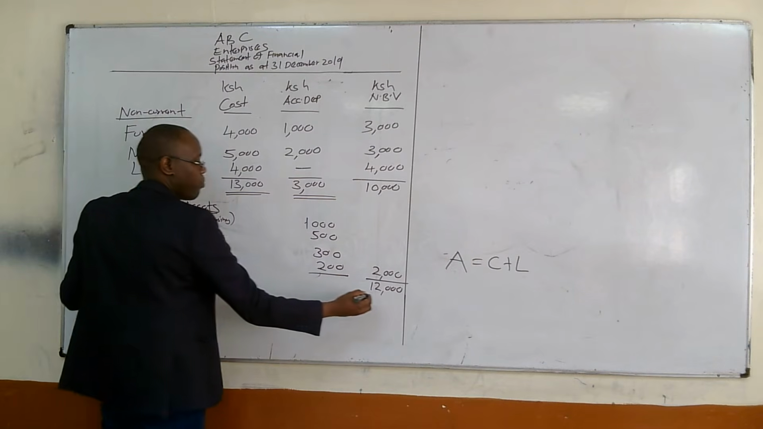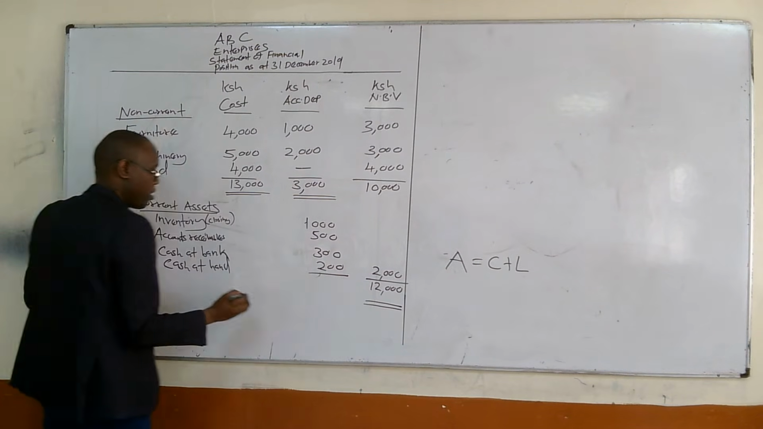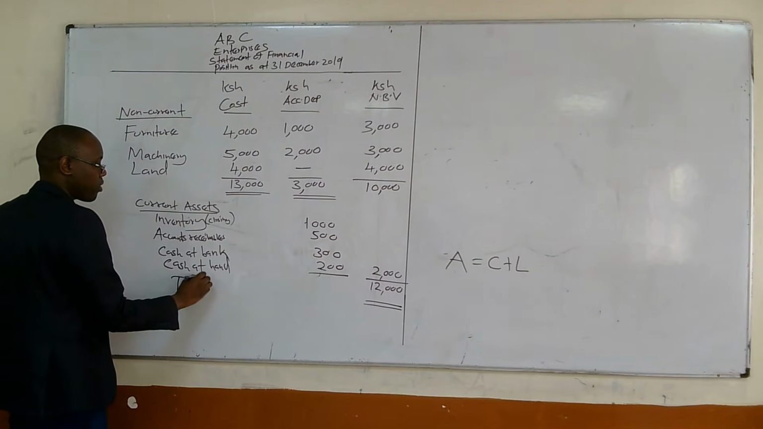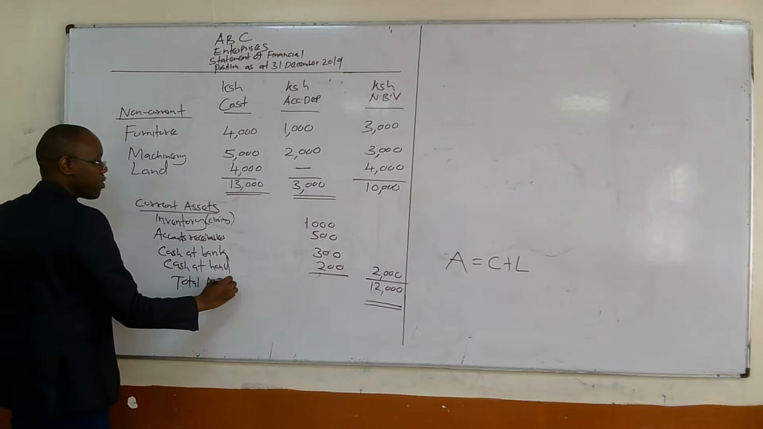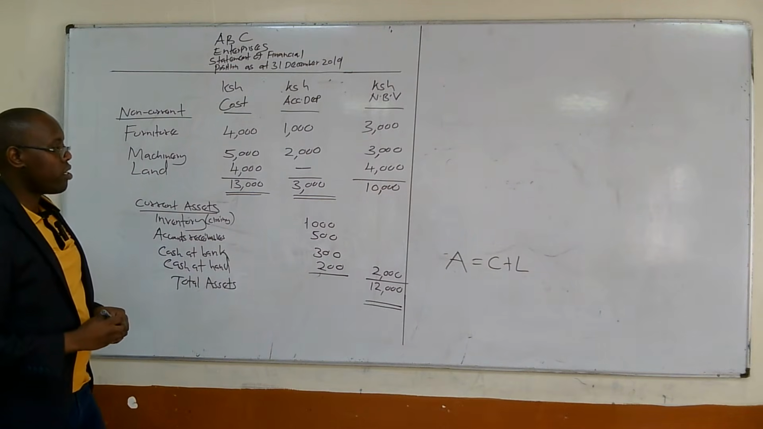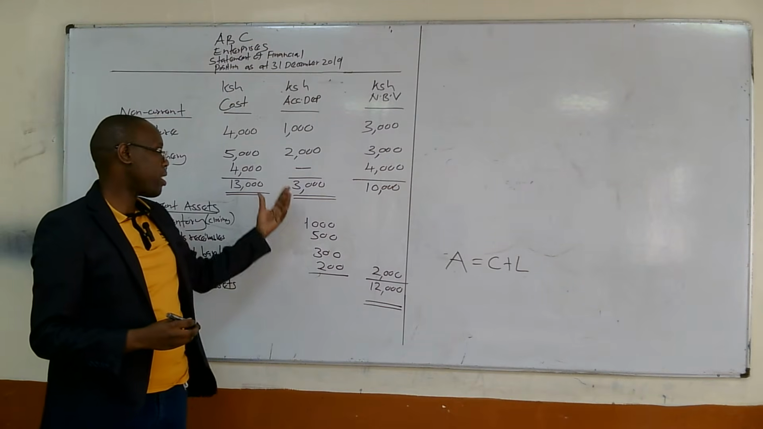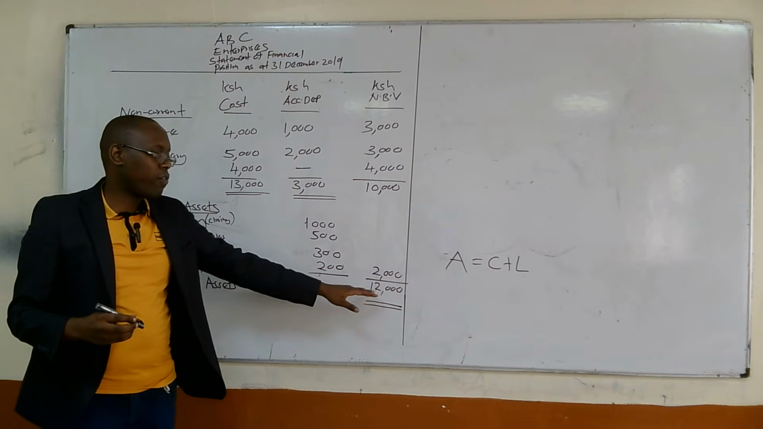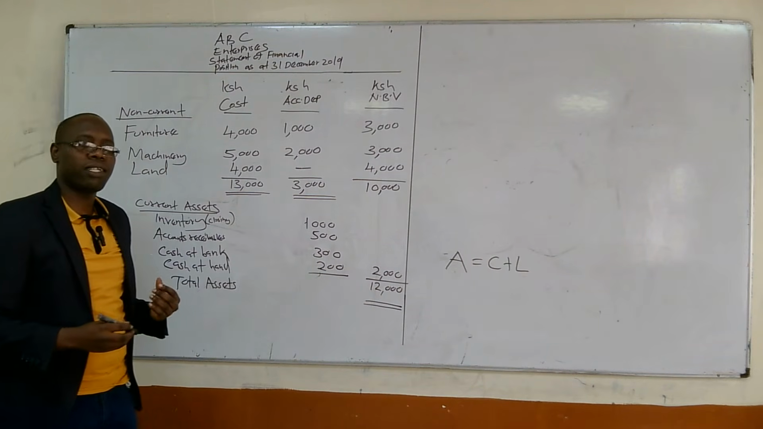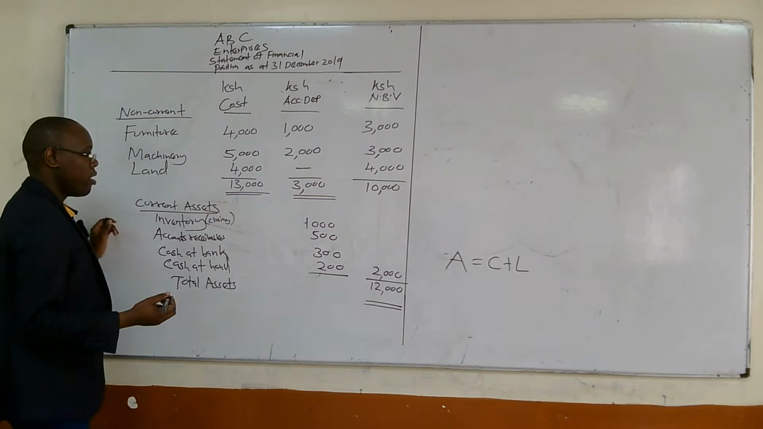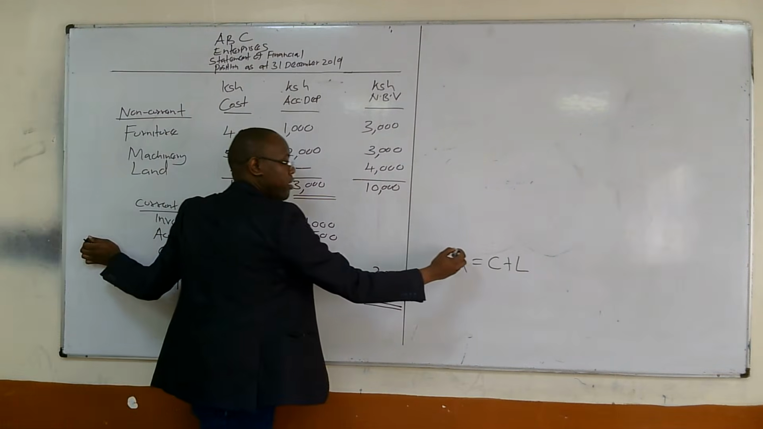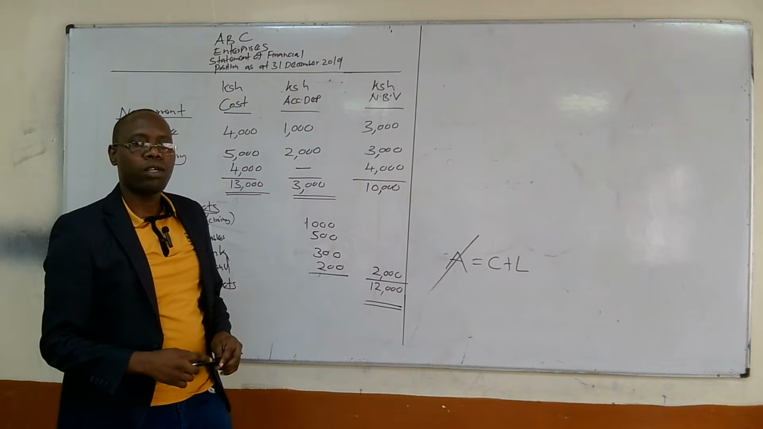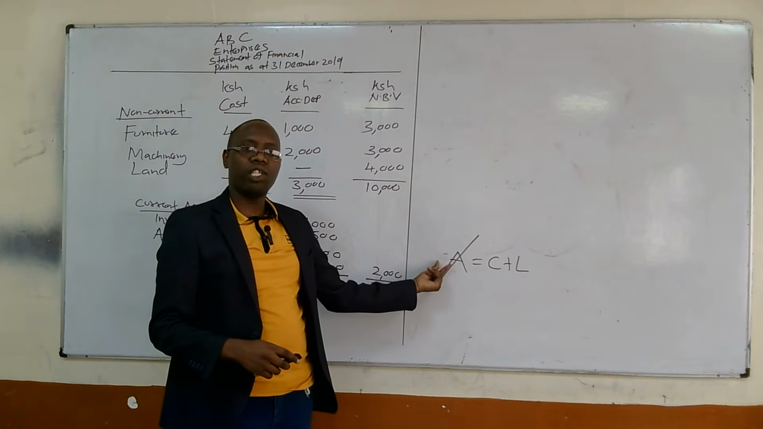And now you are going to cross it with a double line, and you are going to call that particular figure of 12,000 total assets. The total assets is basically taking the non-current assets plus the current assets. So after doing that, we are done with the asset part. Remember, we are preparing the statement of financial position, strictly following this particular accounting equation.